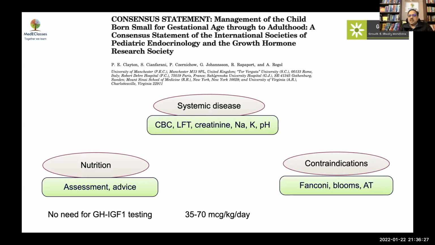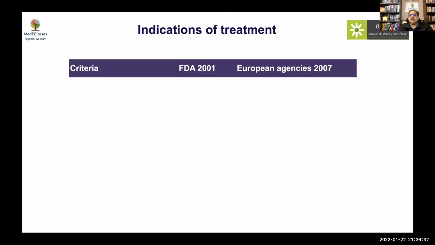No need for GH-IGF-1 testing. A higher dose of growth hormone, 35 to 70. And then you expect for every year of treatment, you expect 1 to 1.5 centimeters as extra growth.